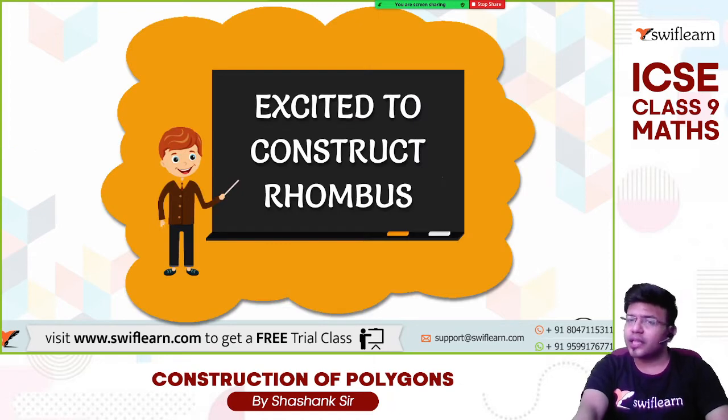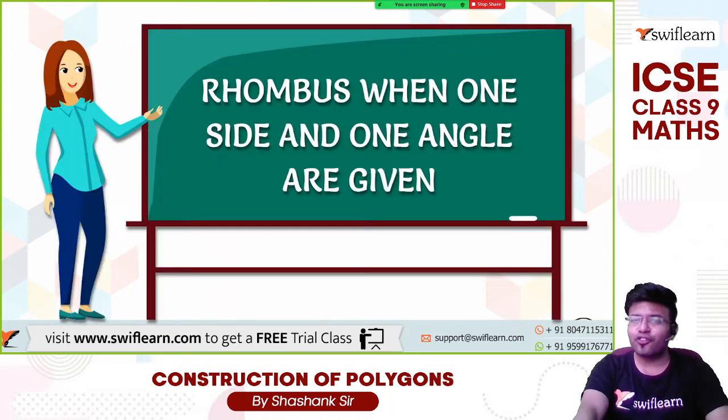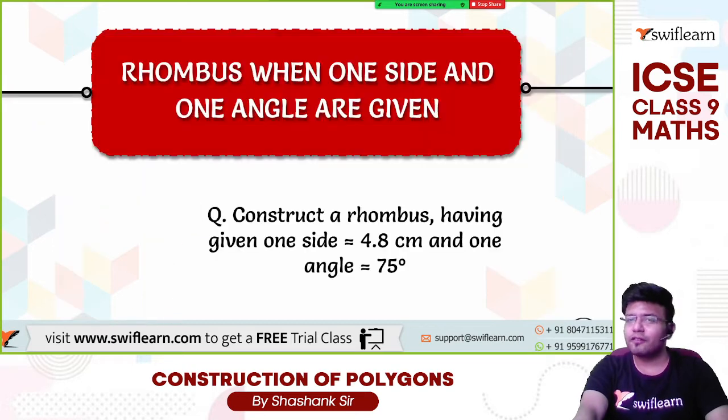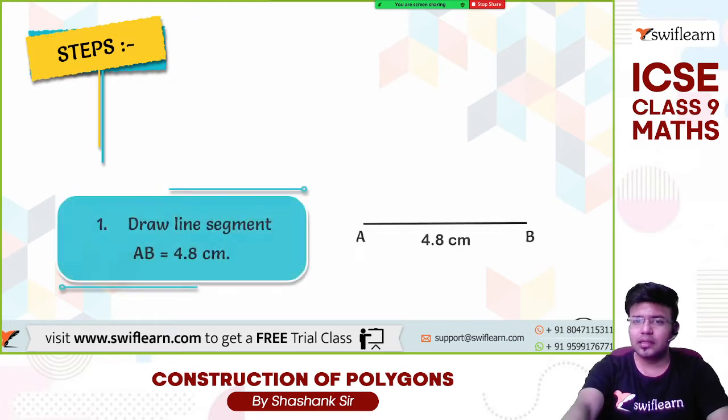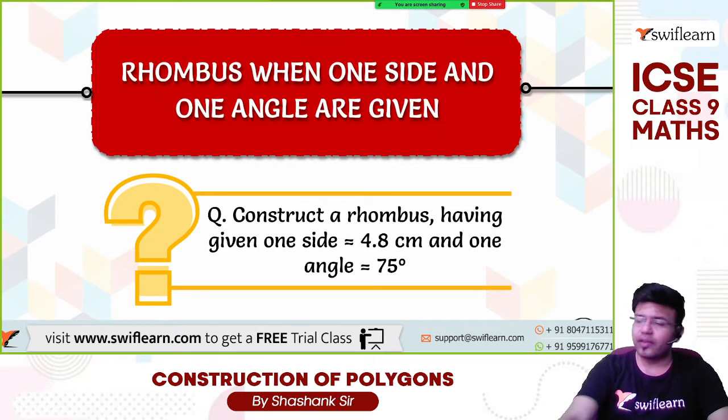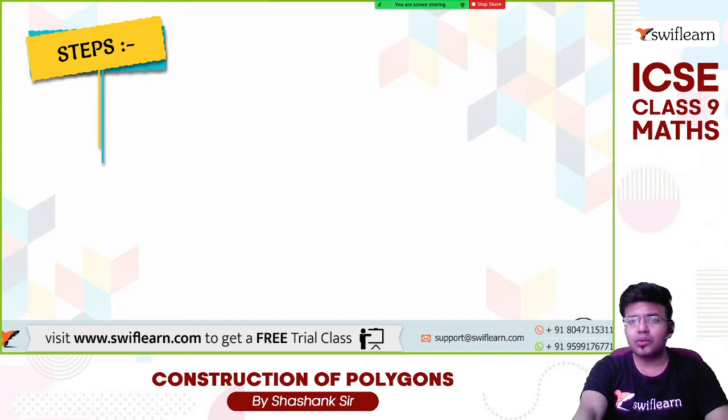Okay, so let us learn construction of a rhombus with the following condition, when one side and one angle are given. Construct a rhombus having one side equal to 4.8 centimeter and one angle as 75 degrees. Now see this.